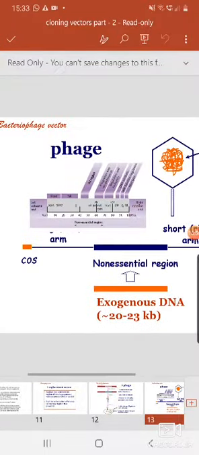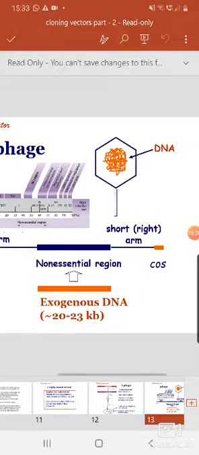Again, the same thing, this is the lambda genome. As I mentioned, head and tail are on the left hand side, and CRO, N, Q are on the right hand side. In between, the arrow marks the attachment non-essential region that can be compromised.